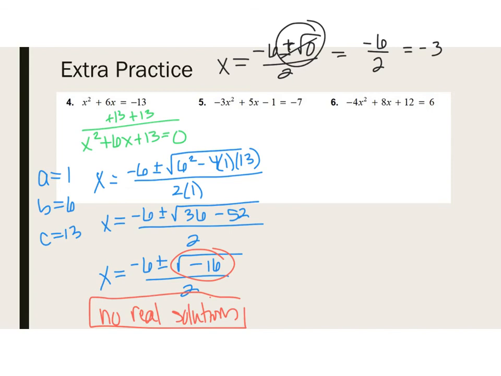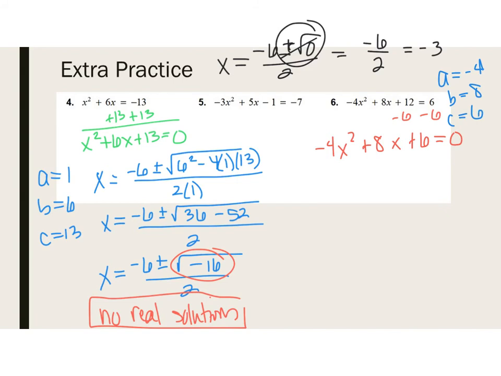All right, let's do number 6 here. So remember, the first thing is you want to set it equal to 0. So we're going to subtract 6 from both sides. That's going to give you negative 4x squared plus 8x plus 6 equals 0. So then if you go through and find your a, b, and c, a is going to be negative 4, b is going to be 8, c is going to be 6.